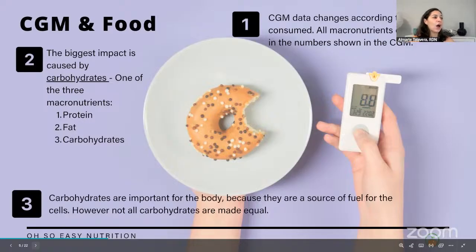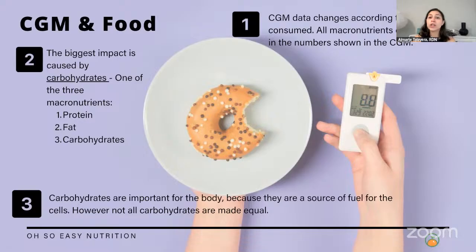Now, how do your glucose level and these trends change with food intake? So first of all, the CGM data is going to change according to your meals. All macronutrients are going to play a role in your levels in the continuous glucose monitor. The biggest impact is going to be shown by the carbohydrates.